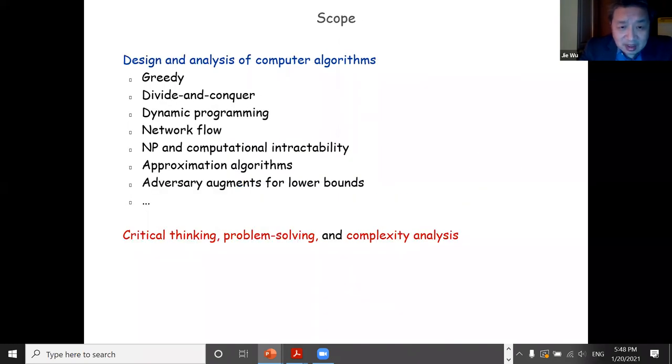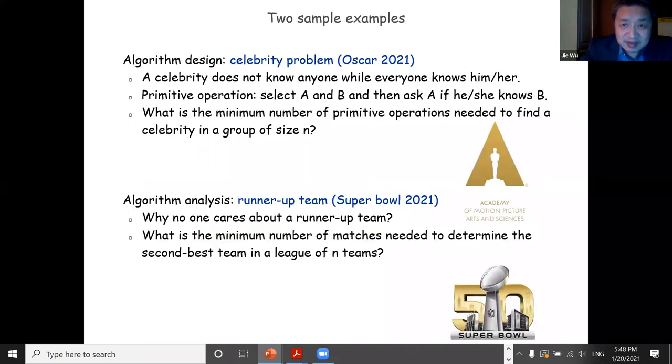Okay, so let's go on to look at some exciting problems. You know that this semester, spring semester, has two big events. One is a sports event. Another one is related to art, the Oscars. So let's first look at a problem called the celebrity problem. Oscars, you know who usually attends the Oscar celebration? Usually those are celebrities, movie stars, right? So how do you define a movie star, a celebrity?